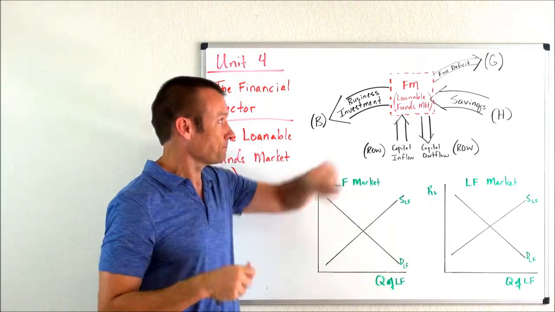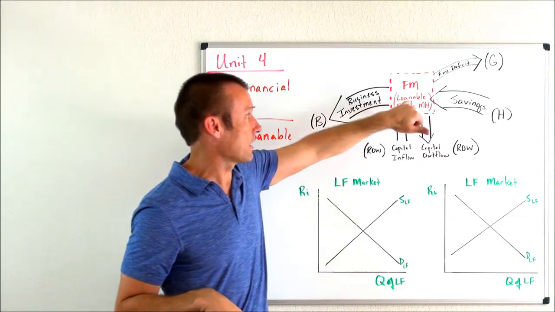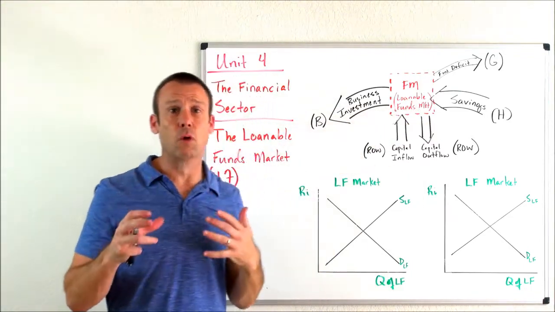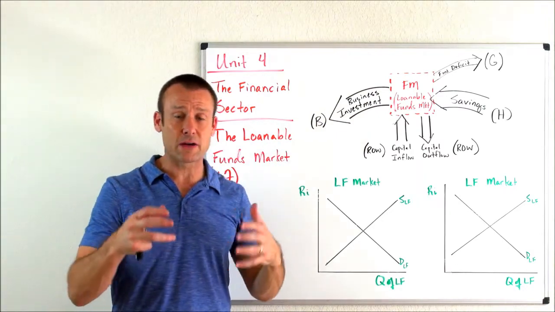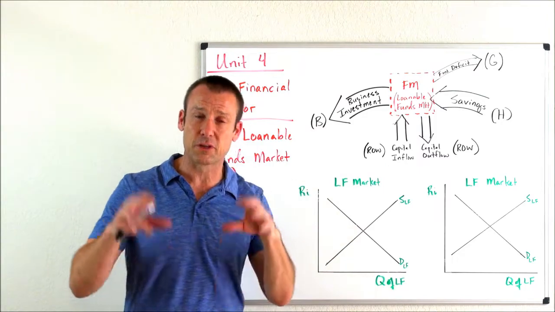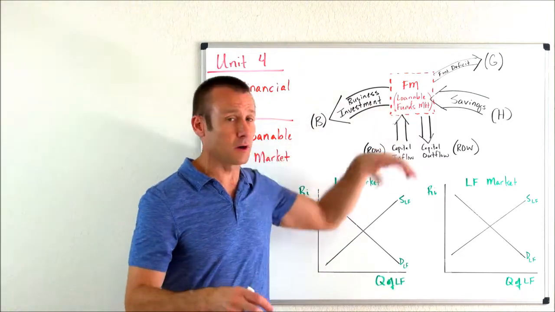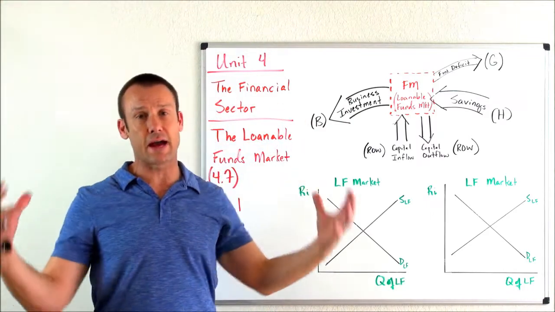So first of all, I've got this FM right here, financial market, and I've also got underneath it the loanable funds market. I want you to know I often use these two terms interchangeably, so does macroeconomics, okay? Or at least 101 macro, use these interchangeably. However, the loanable funds market is actually a subset of the financial market. The financial market is actually bigger.